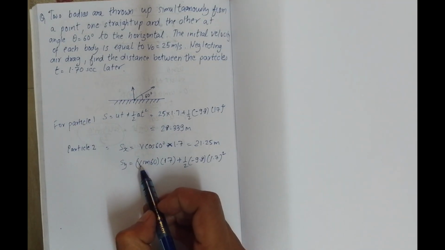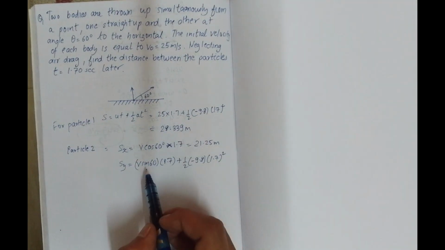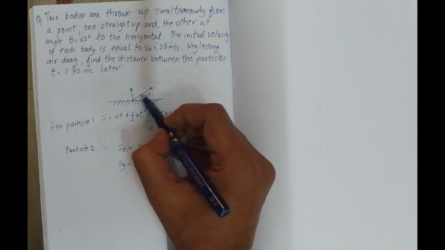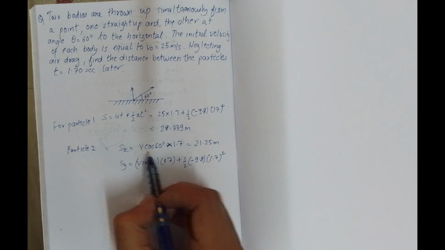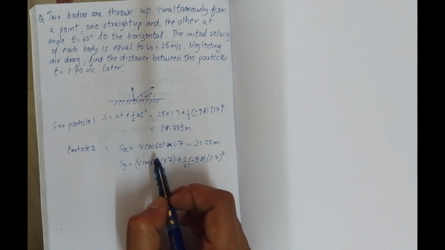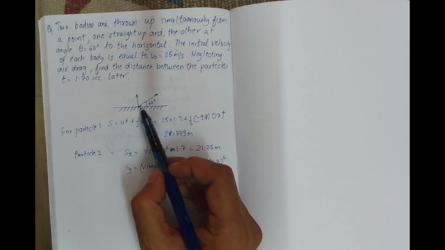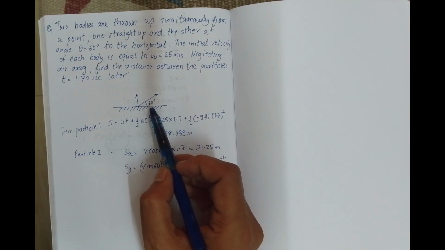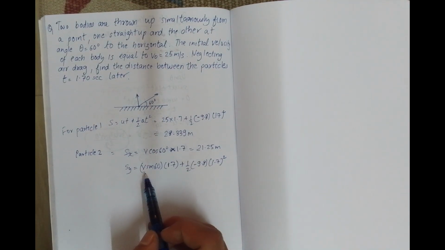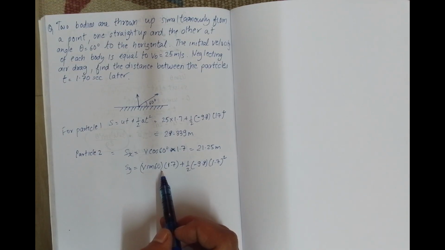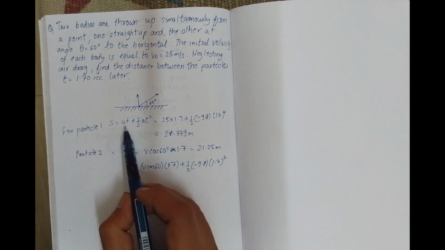What is V? V is 25 meters per second. Sine 60, because this velocity has a horizontal component of V cos 60, which we've taken here when we were calculating the horizontal component, and that velocity vector has a vertical component of V sine 60. So when we are calculating the vertical displacement, V sine 60 will be the initial vertical velocity, and that we'll have to use in this equation.